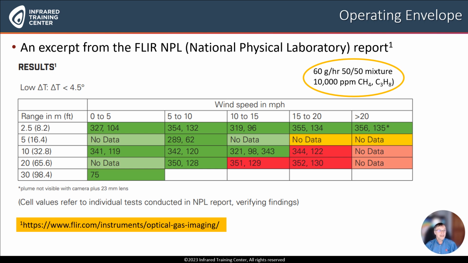And really what this says is that if you are, say, 20 meters away from a target, which is quite a distance, that's 66 feet there, in under a 5 to 10 mile per hour wind, you can still image that little teeny tiny gas. But if the wind is between 10 and 15, you can't. Okay, and so that's green. Green means you're good to go, and you can see here at 2.5 meters, even under high wind speed conditions, you're good to go to inspect as long as it's safe to do so.